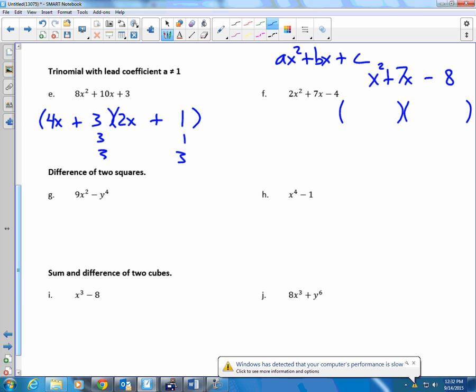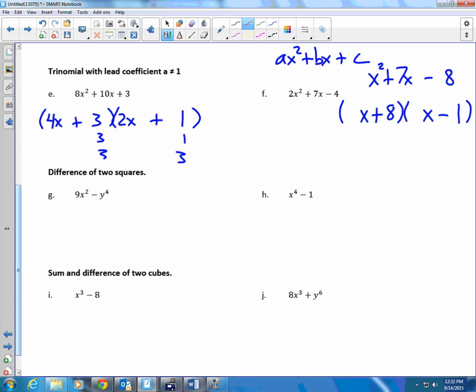Now here's what I do. When I factor it, I leave space in front of the x's. What two numbers multiply to negative 8 that add to 7? Plus 8, minus 1. Correct? I leave space in front of the x because I'm missing my 2. I mean, look at the beginning. You got to get a 2x squared. So either the 2 goes there or it goes there, correct? So I put the 2 back in.